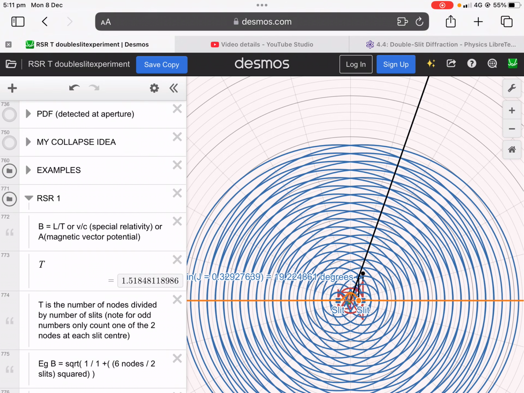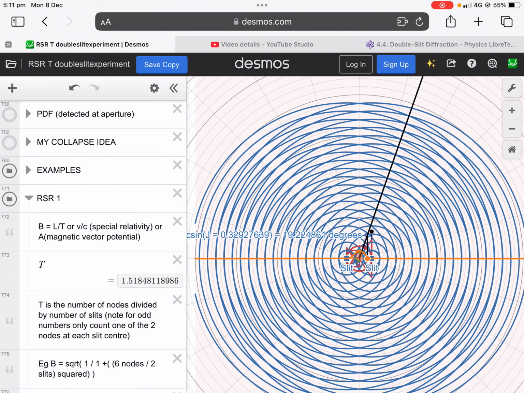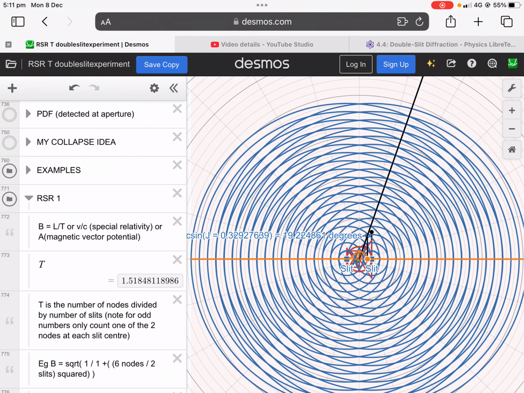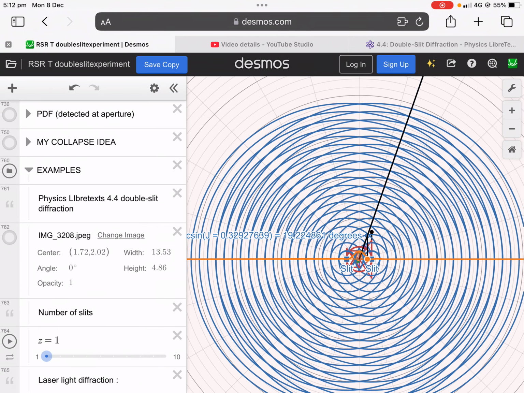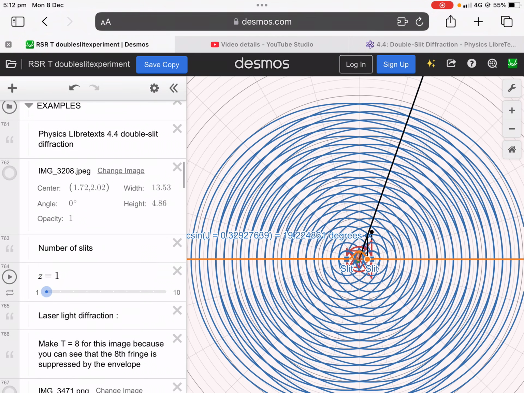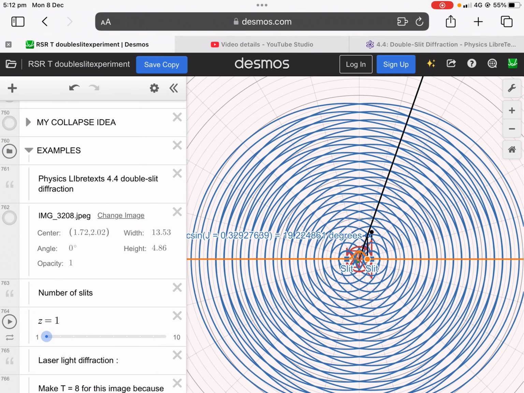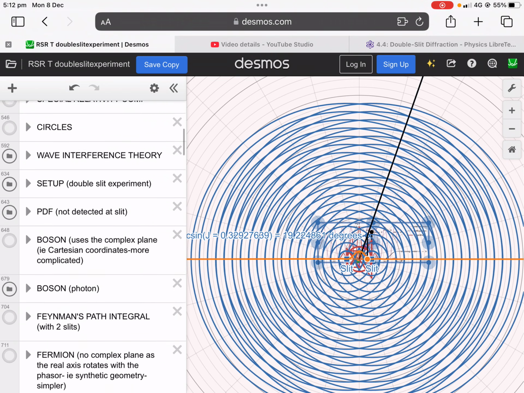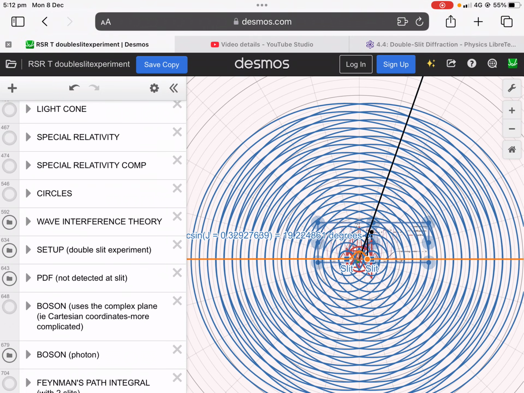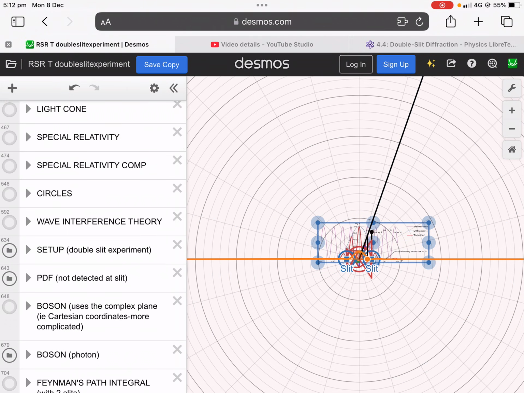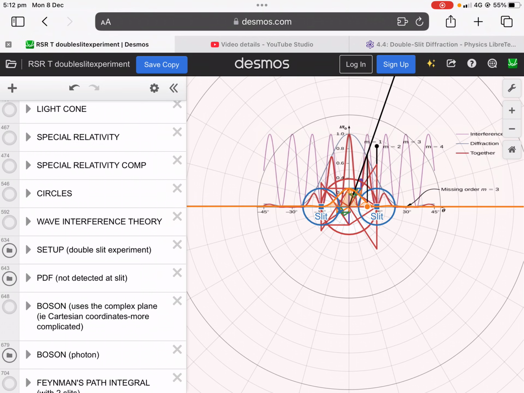So here's regular wave interference from two slits. That's the first fringe there. I want to take a specific example though from Libretexts, which is this one here. So let's get rid of that and zoom in.